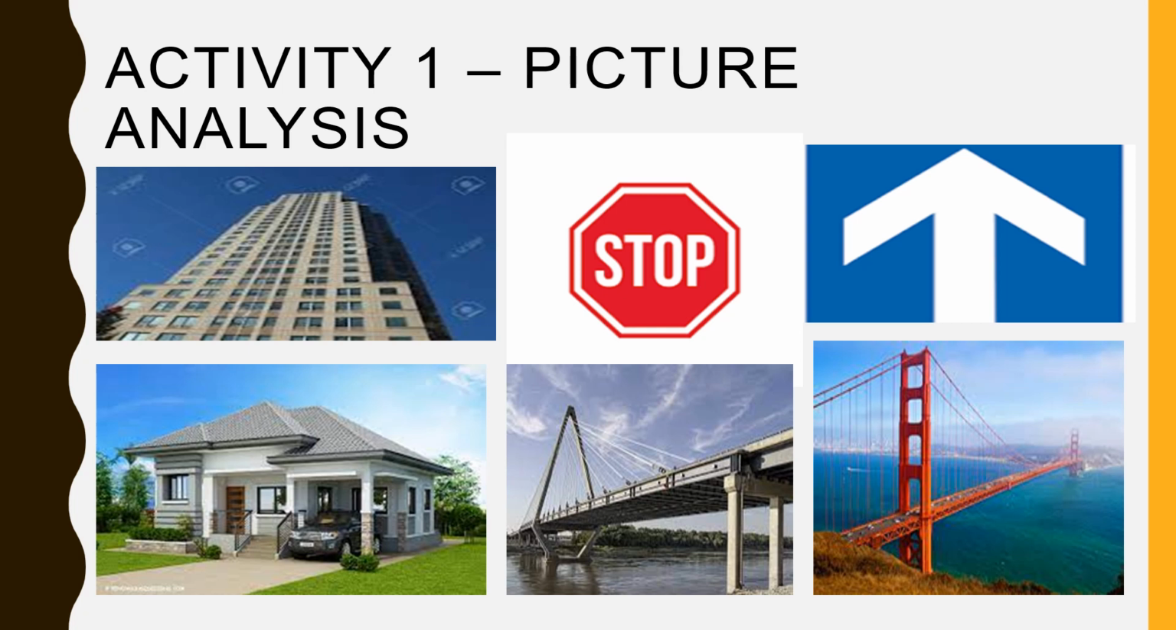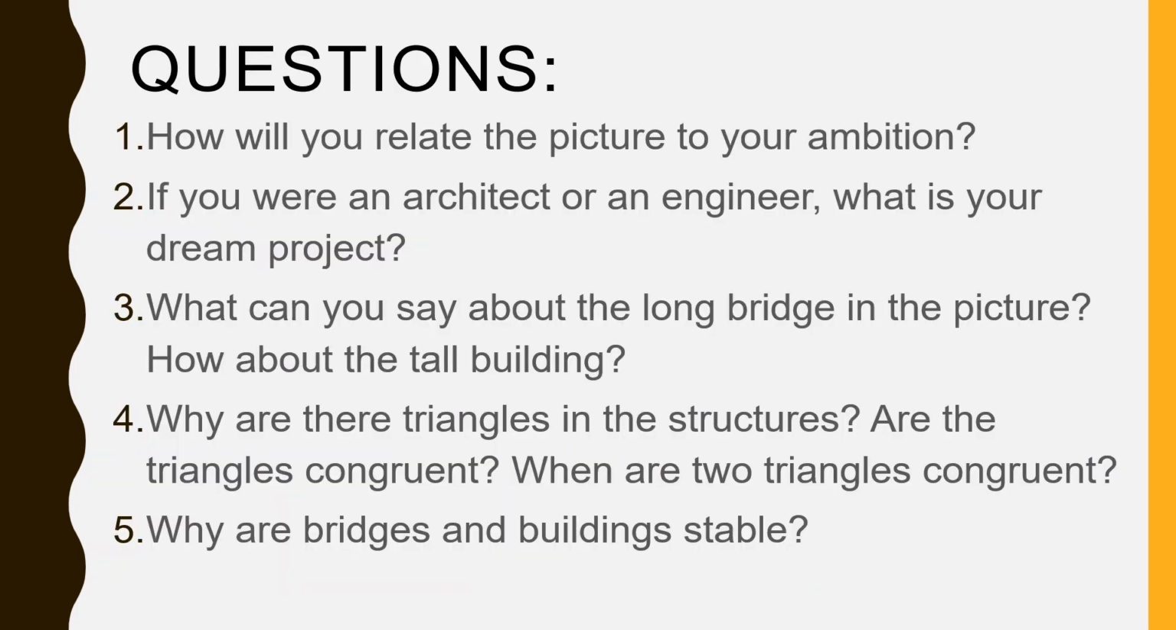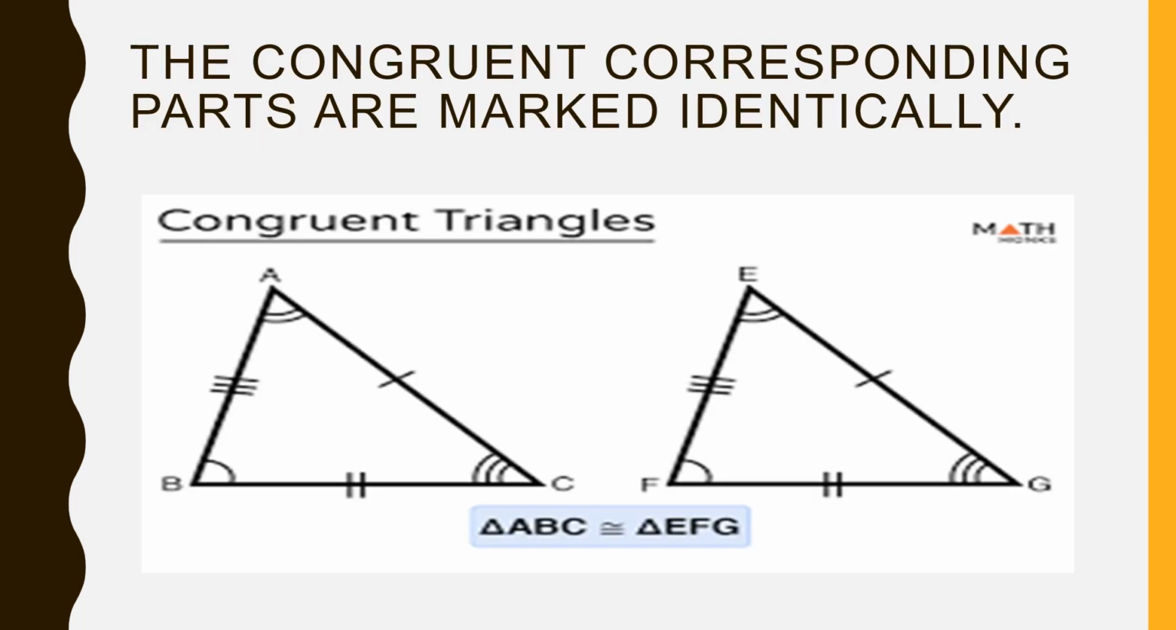Okay, let's do the picture analysis. We have here the buildings, the bungalow, the bridges, the arrow sign, and the stop sign. If you analyze and answer each question, how will you relate the picture to your ambition? If you were an architect or an engineer, what is your dream project? What can you say about the long bridge in the picture? How about the tall building? Why are there triangles in the structures? Are the triangles congruent? When are two triangles congruent? Why are bridges and buildings stable? Let's answer it one by one during our class.